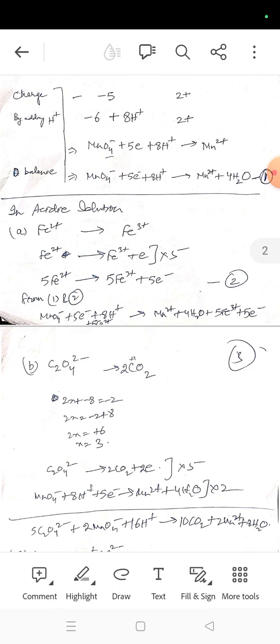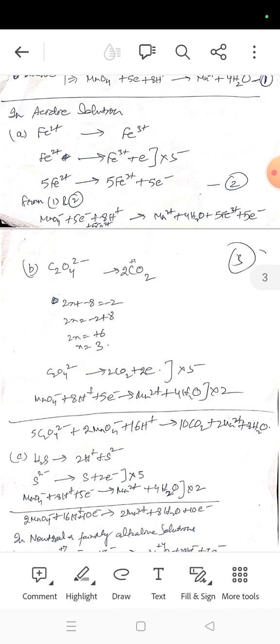So from +3 to +4, 1 electron for 1 carbon, so 2 electrons for 2 carbons. Now, as we see in equation 1, 5 electrons are added here, and in oxalate to CO2, 2 electrons are released. So to balance this, we multiply the oxalate to CO2 equation by 5 and the MnO4 equation by 2, so that we balance the electrons, 10 electrons. And finally we get the balanced equation: 5C2O4 2- plus 2MnO4- plus 16H+ on the right hand side gives you 10CO2 plus 2Mn2+ plus 8H2O.